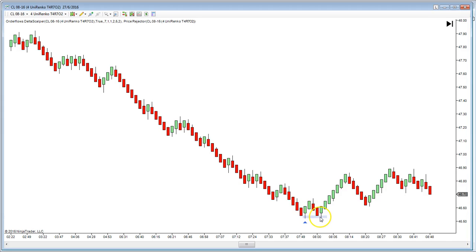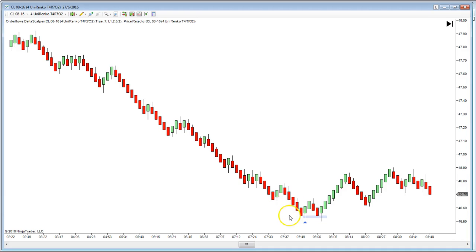Oftentimes the delta scalper basically reads the delta for you. The delta is the difference between the volume traded on the bid and the volume traded on the offer. Positive delta generally means an up move, negative delta generally indicates a down move. But there's more to it than that.